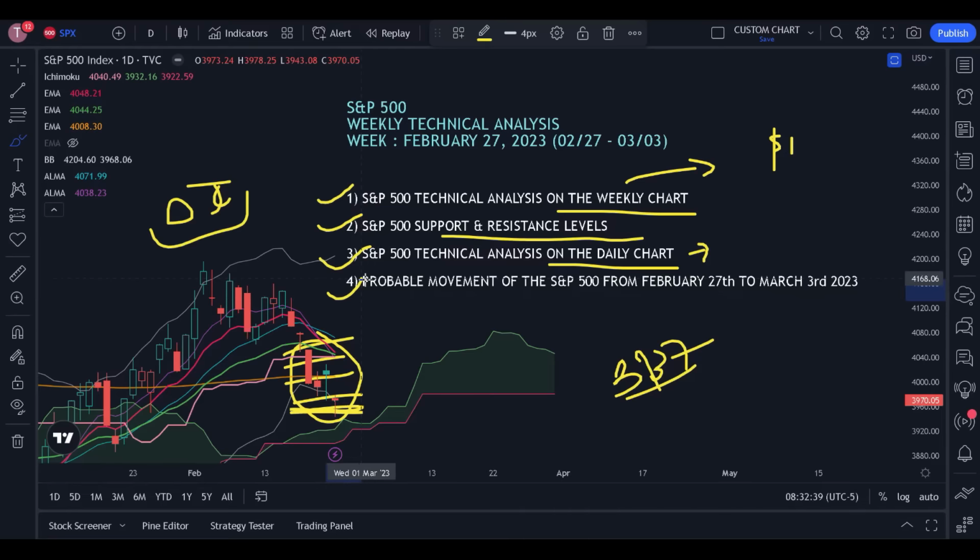Guys, then comes the fourth point of the agenda, and the fourth point is the probable movement of the S&P 500 from February 27th, that is Monday, to March 3rd, which is Friday. So I will tell you how exactly we are anticipating the further movement in the S&P 500 in the coming week. What is expected to happen on Monday, what will happen on Tuesday, etc. Just like this one. That is the fourth point of the agenda of this S&P 500 weekly technical analysis for the week of February 27th.